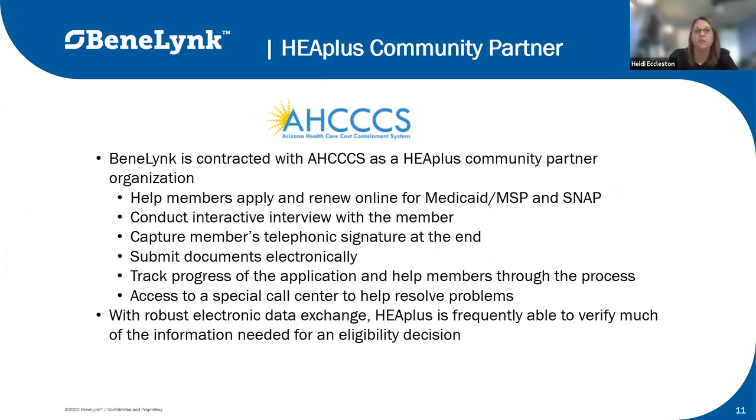So this slide just goes into a little bit more for those who don't know what a registered community assister is. So BeneLynk is contracted with Access as a community assister. And so what that offers is that BeneLynk warm agents can help members apply and renew online. So they can assist members through the redetermination process. They can submit documents on behalf of the member. They can electronically sign the renewal application on behalf of the member. And it also allows them to track that application, right?